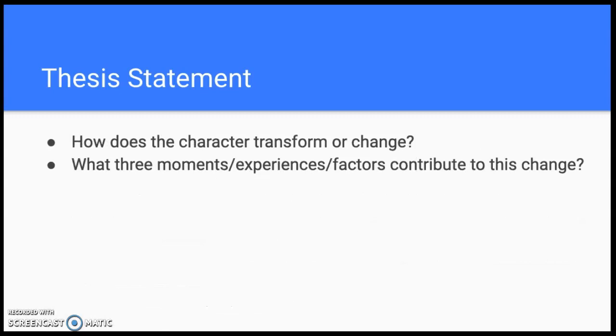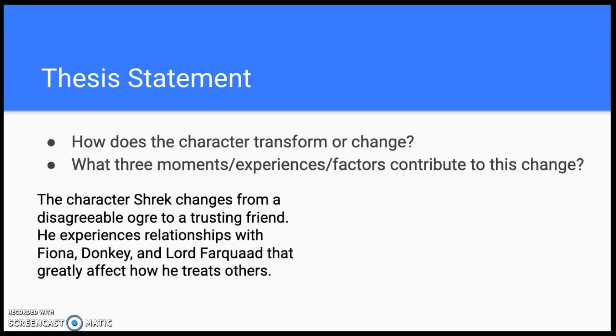It should answer these 2 questions. How does the character transform or change, and what are 3 moments or experiences or factors that contribute to this change? Here are my examples. The character Shrek changes from a disagreeable ogre to a trusting friend. He experiences relationships with Fiona, Donkey, and Lord Farquaad that greatly affect how he treats others.